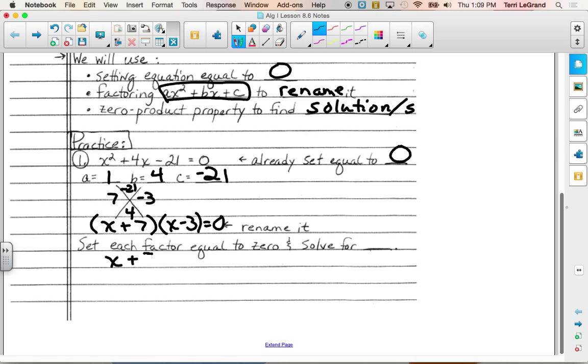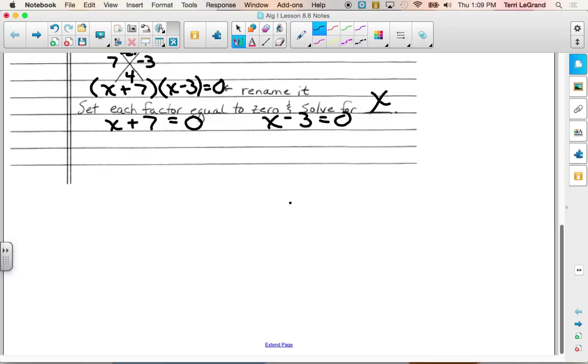So we set each factor separate of each other equal to 0. In other words, we're solving for x. We want to know what would make that factor equal 0. So if x equals negative 7, that would make that factor equal 0. And then it wouldn't even matter what happened in the other one, because if we put negative 7 in it, we'd have negative 7 minus 3, which would be negative 10, but the first factor would be 0. So 0 times negative 10 is?